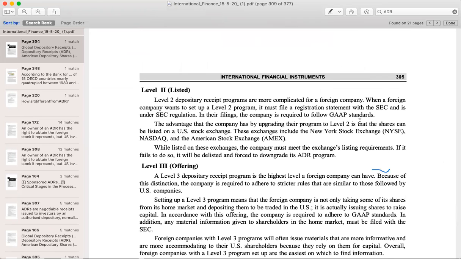So I'll just underline these. These are the differences. Again, when it comes to accounting, it has to report all the accounting by way of GAAP. It has to follow GAAP standards. These are the differences between level 1 and level 2. वहाँ पे इसकी जरूरत नहीं थी. You don't have to follow GAAP standards.